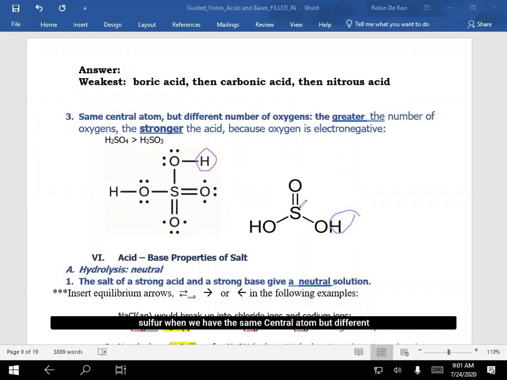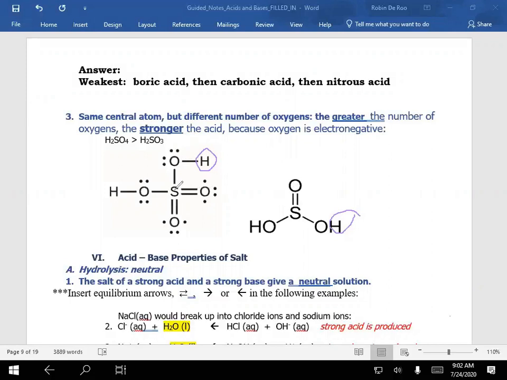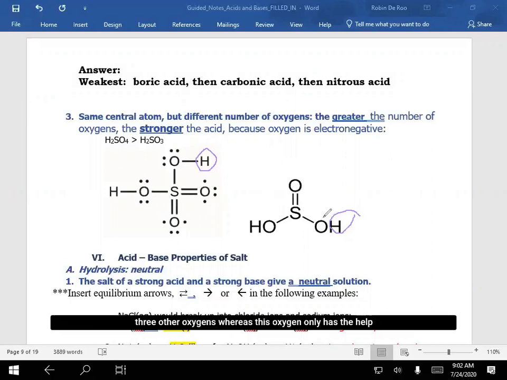And again, the sulfur. So when we have the same central atom, but different number of oxygens, the greater the number of oxygens, the stronger the acid. Because the oxygen is electronegative, it's pulling the electron away from the hydrogen. But what we're saying is this oxygen has the help of 3 other oxygens, whereas this oxygen only has the help from 2 other oxygens.